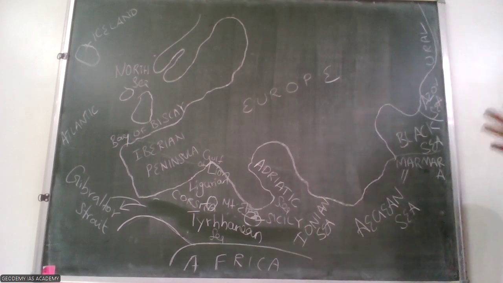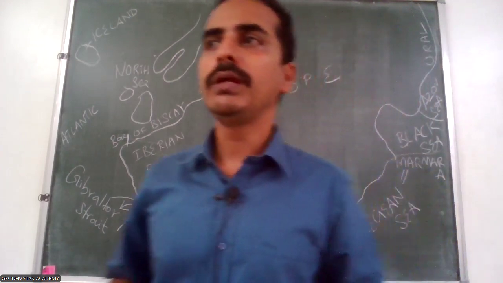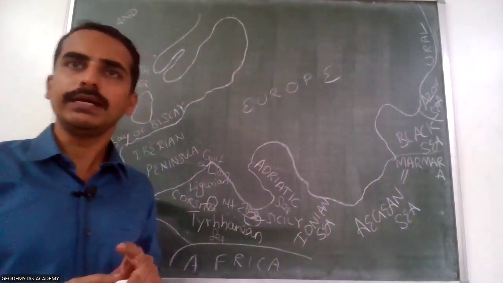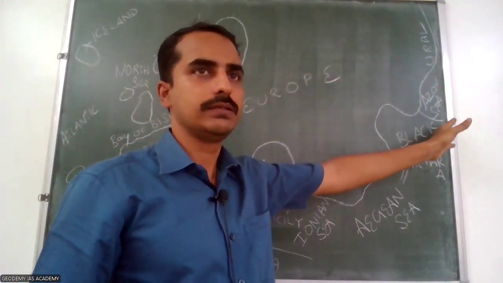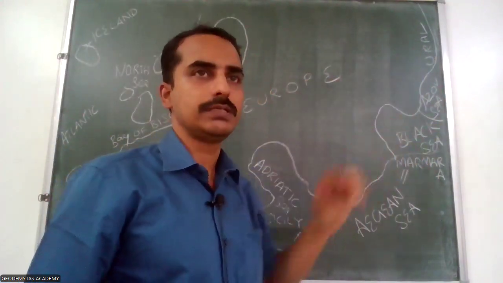So up to the Ural Mountain, it is Europe. Then east of the Ural Mountain is Russia, Asia. So the Ural Mountain is the land boundary between Asia and Europe. Here it extends up to the Caspian Sea next. Black Sea, then Caspian Sea.